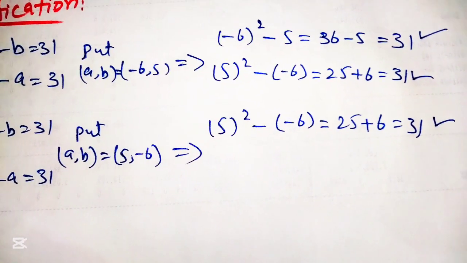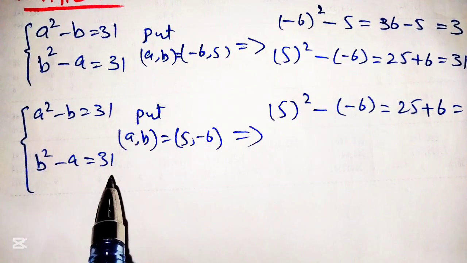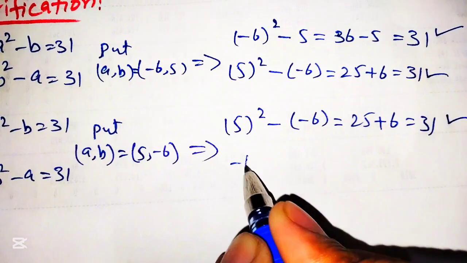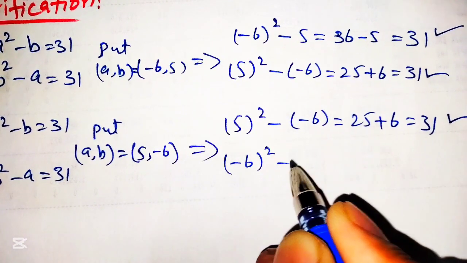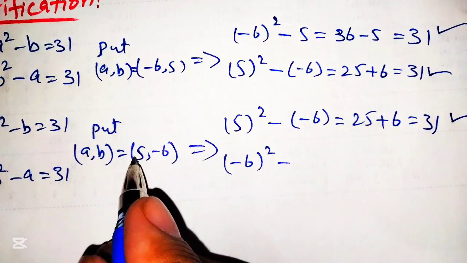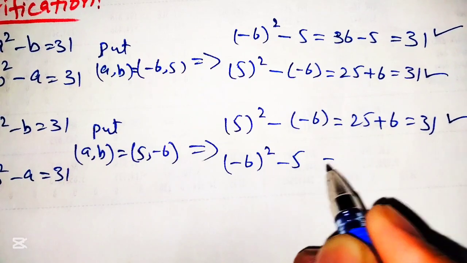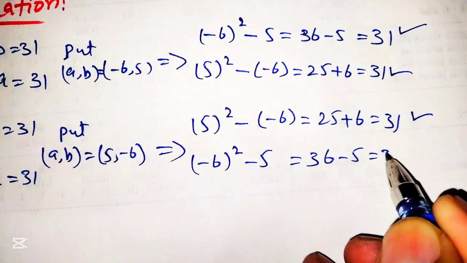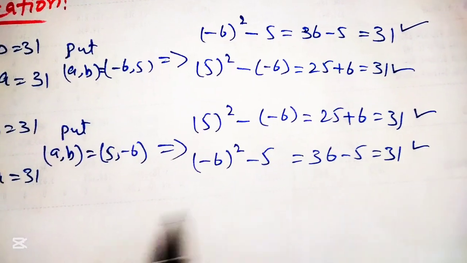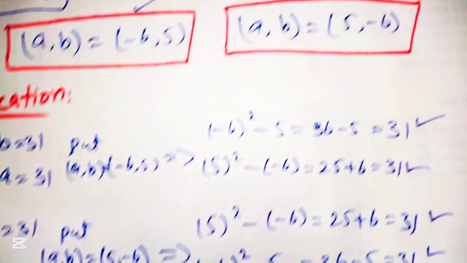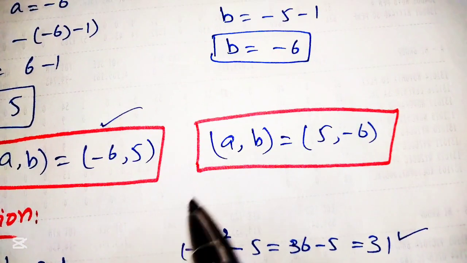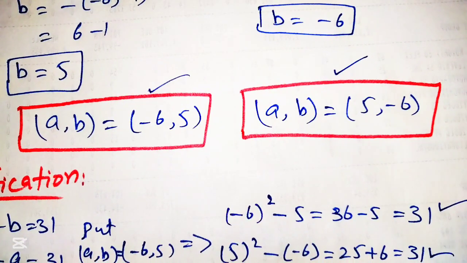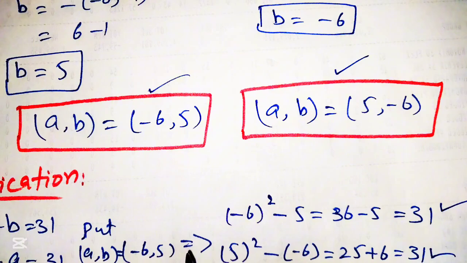Now for this equation, b² − a = 31. So b is again −6, squared, minus a which is 5, which is equal to 36 − 5, which becomes 31. So it is again verified. So the second solution pair is also verified. So these are the two solution pairs of our given equation.